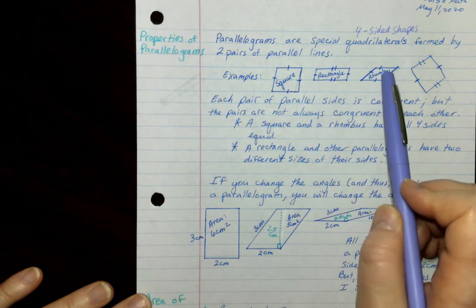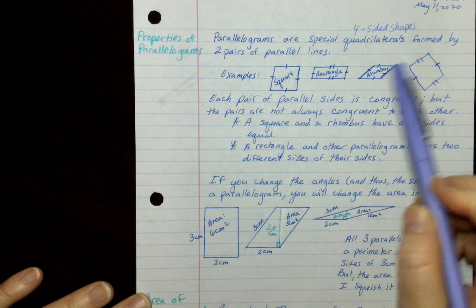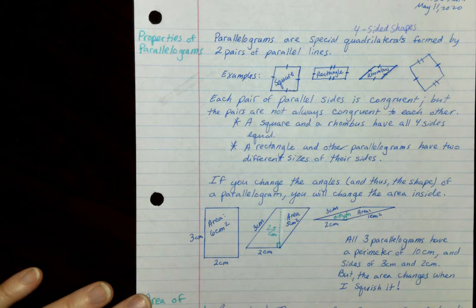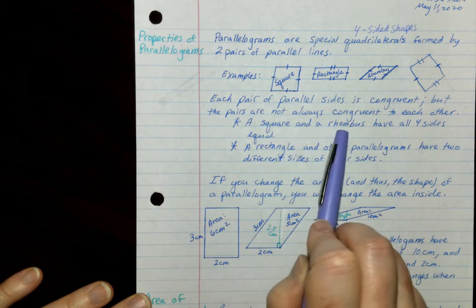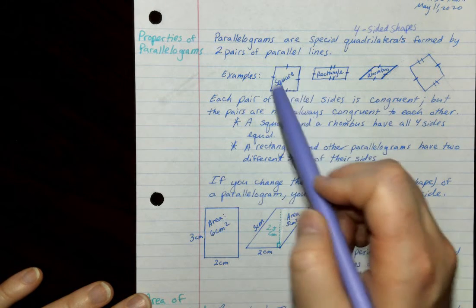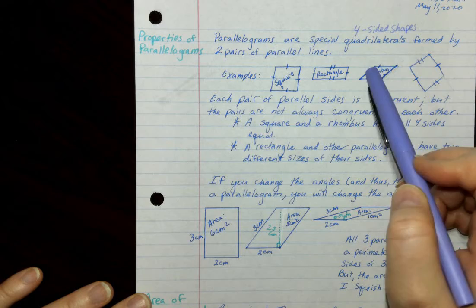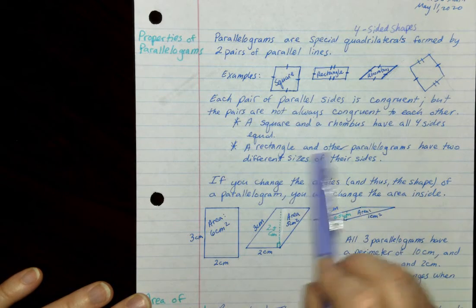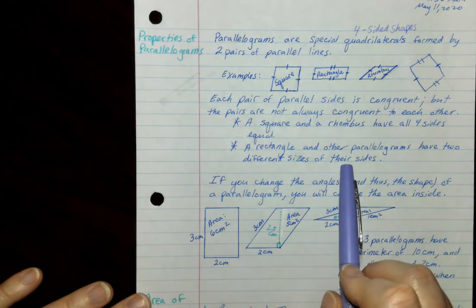These ones, all four sides are congruent, but on this one, these and those are not congruent to each other. So remember, congruent, we just learned 2 weeks ago, means exactly the same whether we know the number or not. So a square and a rhombus have all 4 sides equal or congruent. So square, congruent all around. Rhombus, congruent all around. A rectangle and other parallelograms have 2 different sizes of their sides.